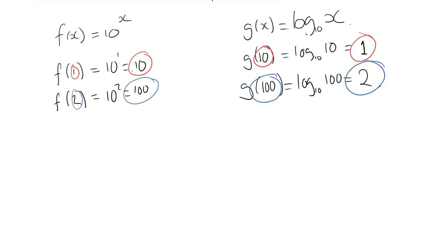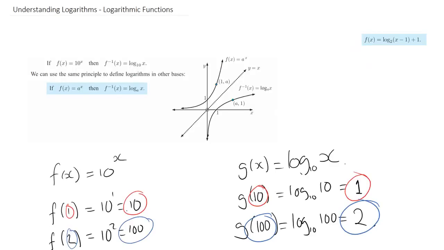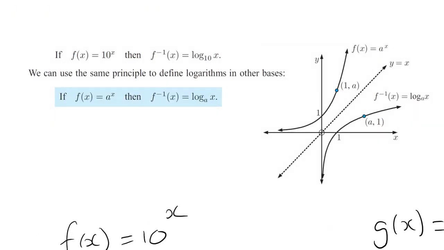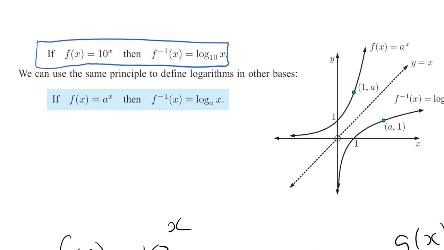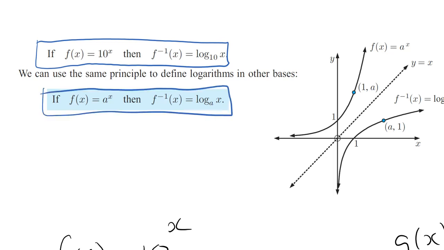And we already know some things about inverse functions. So let's come back and take a good look at this. So here we are again. If f of x equals 10 to the x, then its inverse function is log base 10 of x. And this doesn't just work for tens, of course. It is going to work for any value: a to the x has log base a of x as its inverse.